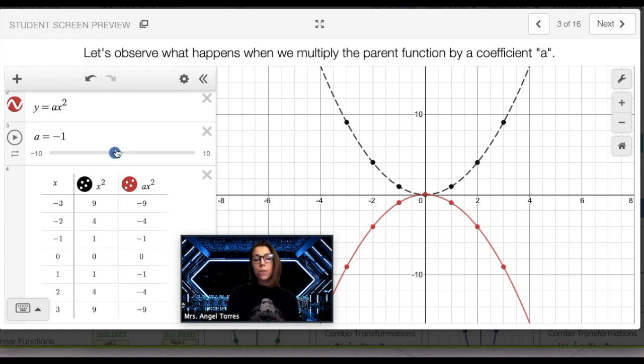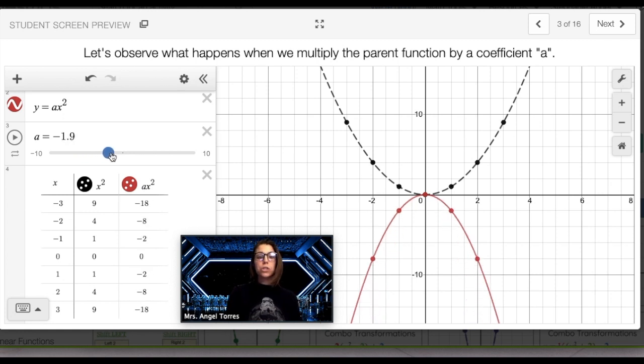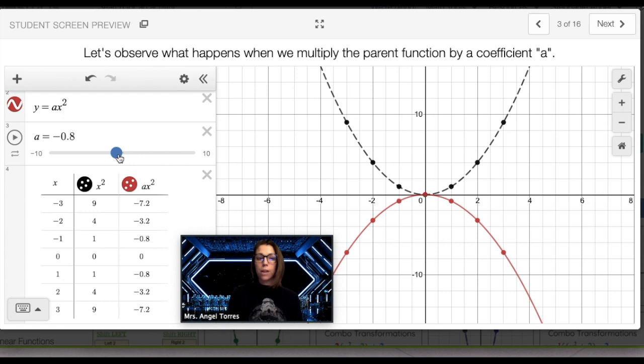Now I could also, from here, stretch it by a factor of, let's say, 5. So now not only is this a reflection, but it's also a stretch because I'm multiplying by, essentially, -5. Or I could do a shrink by multiplying by a value between 0 and 1, or in this case, 0 and -1.